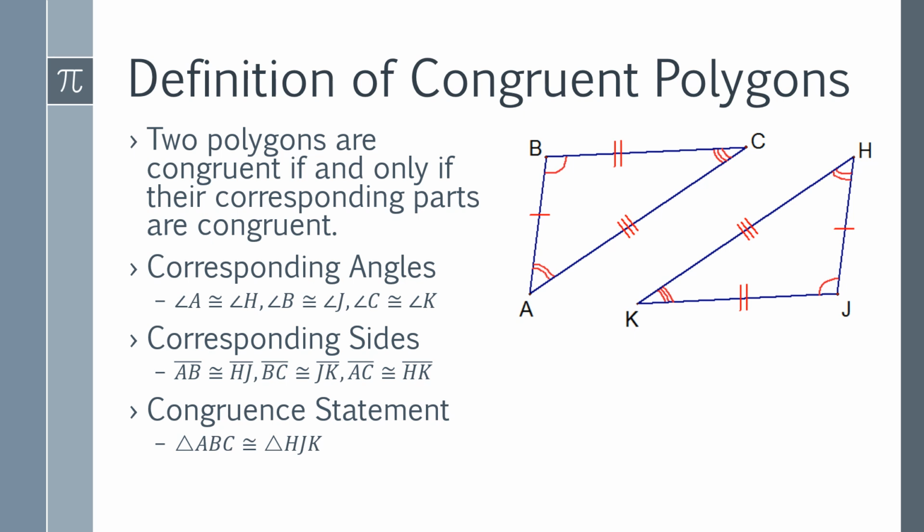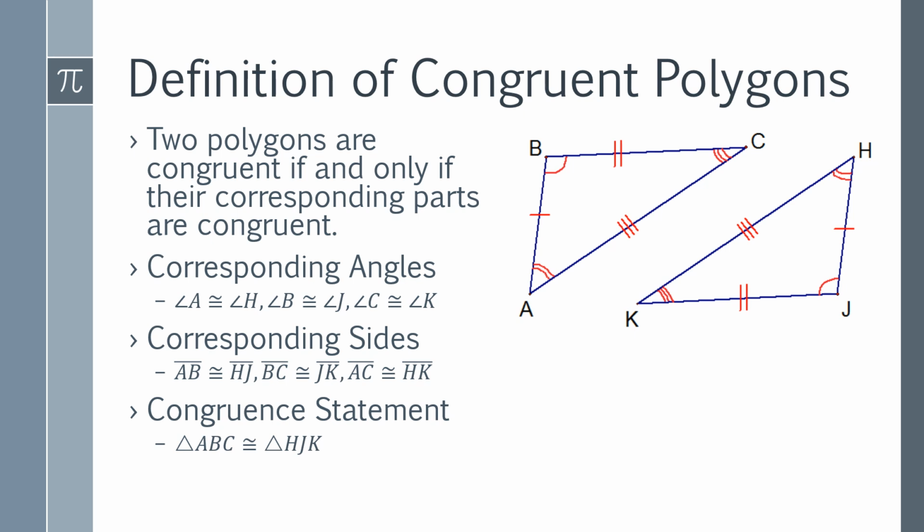Okay, so the definition of congruent polygons. Two polygons are congruent if and only if their corresponding parts are congruent. So we have here two triangles that are congruent. They're the same exact size, same exact shape. So their corresponding angles are congruent. If you look at angle A and angle H, both of those have the same markings. Angle B and angle J have the same markings, and angle C and angle K have the same exact markings.